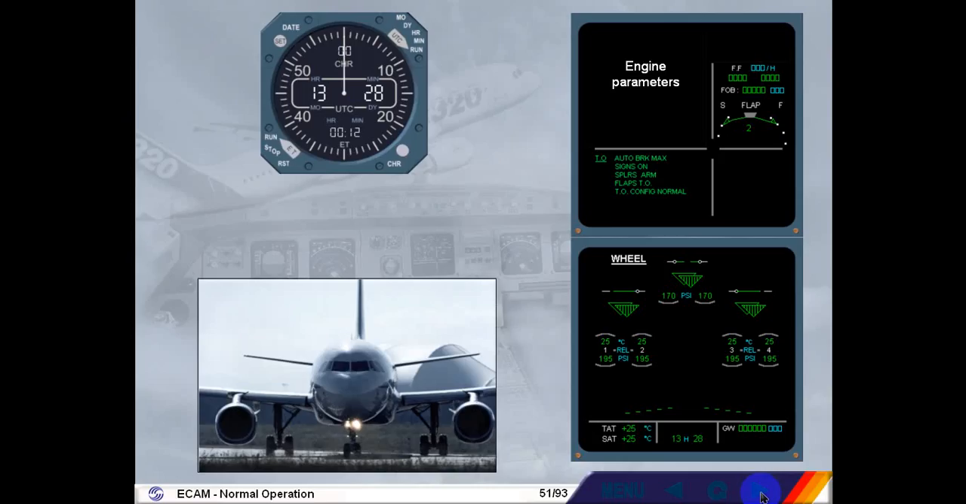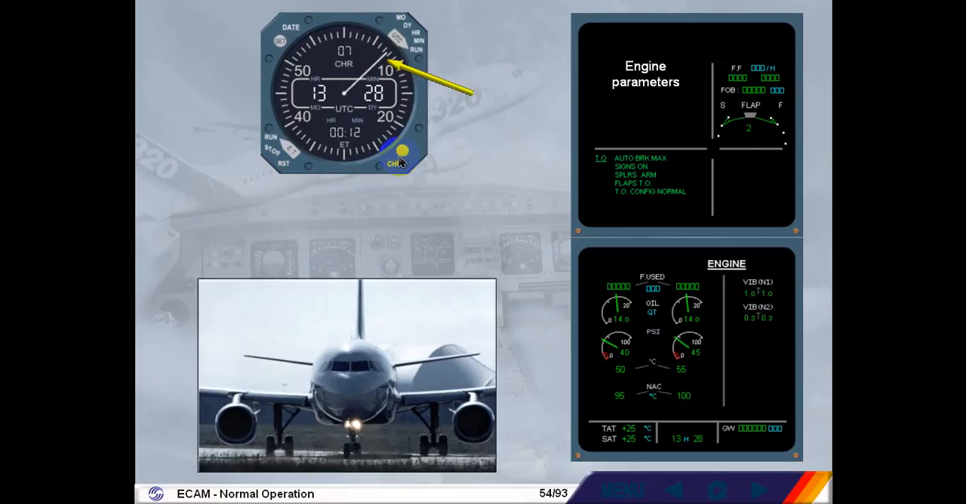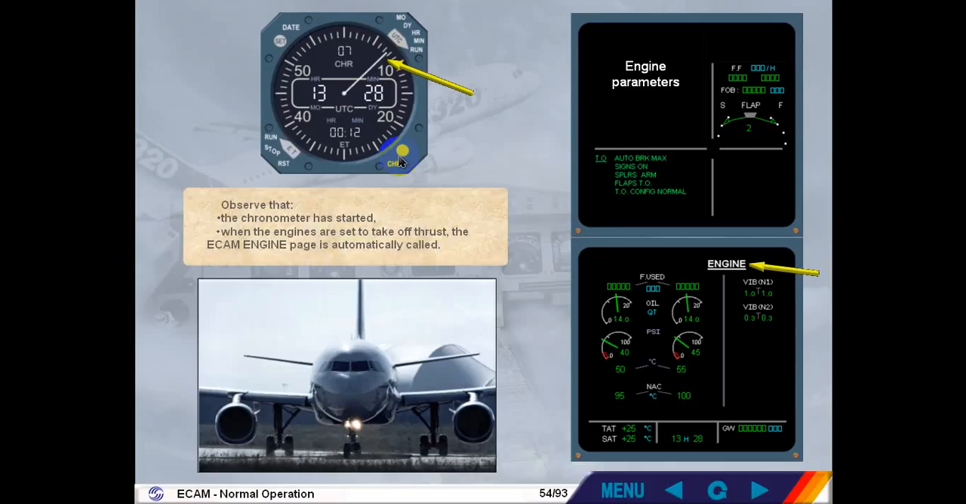We are now taking off, about to apply takeoff power. If required, the chronometer may be started. Start the chronometer. Observe that the chronometer has started. When the engines are set to takeoff thrust, the ECAM engine page is automatically called.